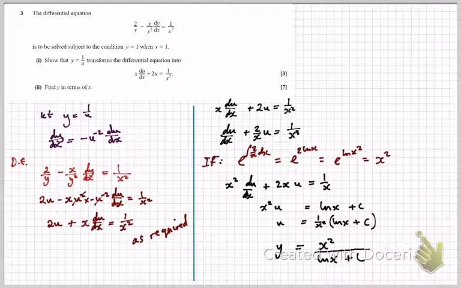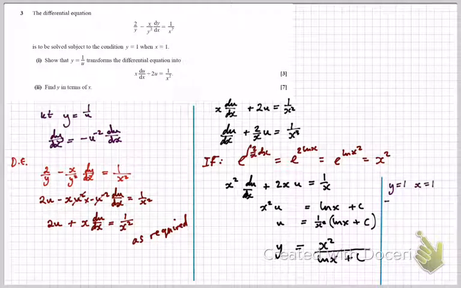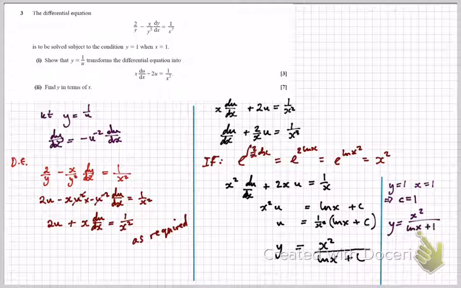It may have taken a few more lines to do that, but that should be the value of y. The only thing left to do is to substitute in the limits to find the value of c. Doing this gives us c is equal to 1. So the final answer should be y equals x squared over ln x plus 1.